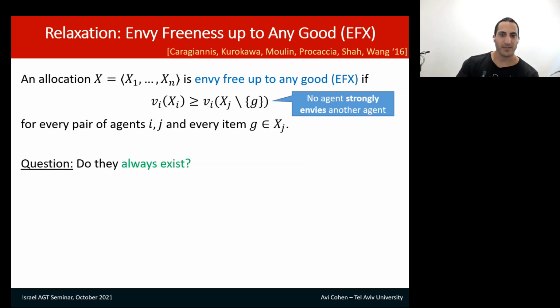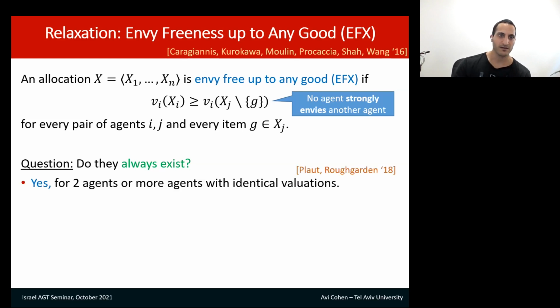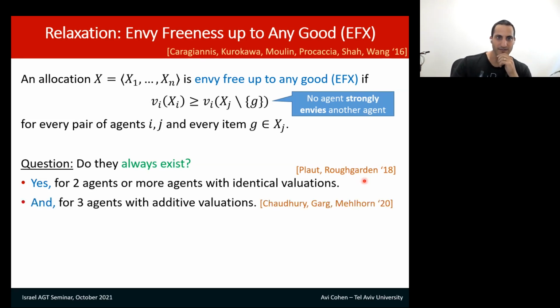Okay. Having understood what it means, now let's see if we can actually guarantee existence. So we don't really know yet if EFX always exists. We do know some specific cases: when there are only two agents with distinct valuations, or any number of agents that have identical valuations, Plaut and Roughgarden showed that there always exists an EFX. And when there are three additive agents, there's always an EFX, as shown in the EC best paper by Chaudhury, Garg, and Mehlhorn.